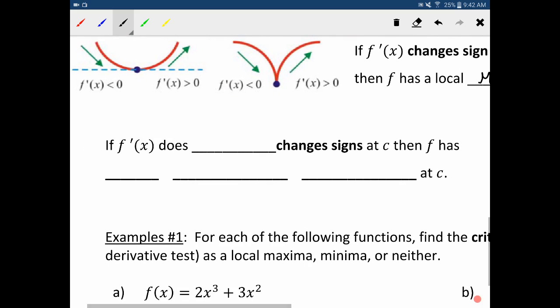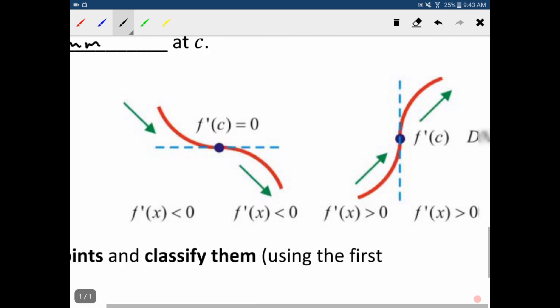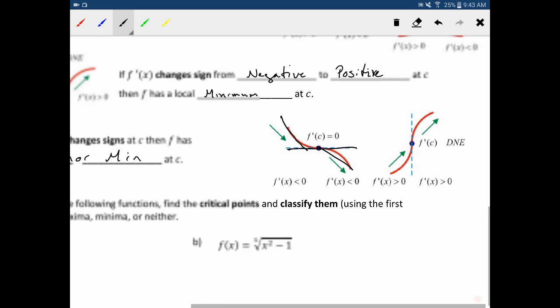If, however, the derivative does not change signs, then it neither has a max nor a min. And we'll talk more about what those are. So if it doesn't change signs, it doesn't have a max or a min. You can see this one, it's going down. It hits 0, but then it continues to go down. So that's an example, and you can see it's not a max or a min.